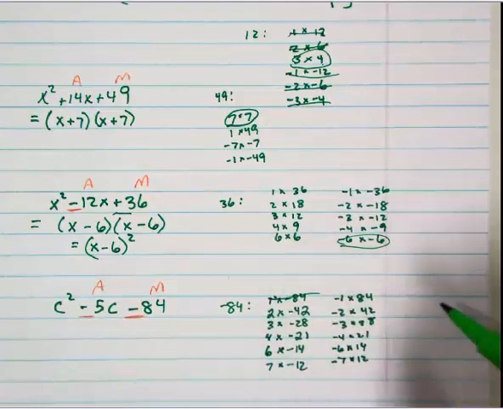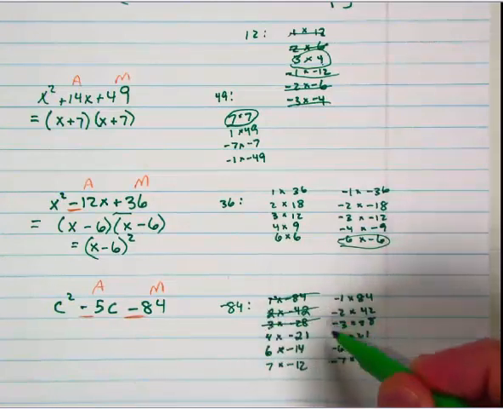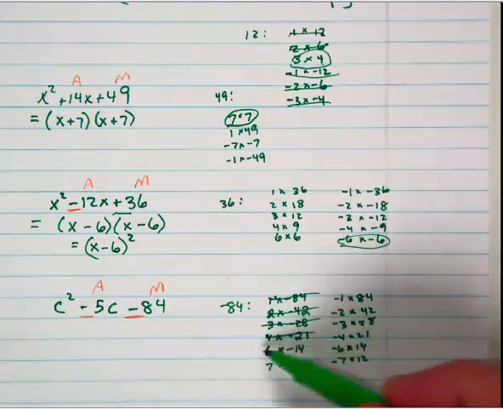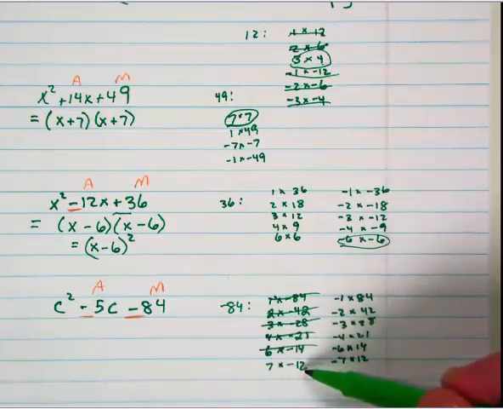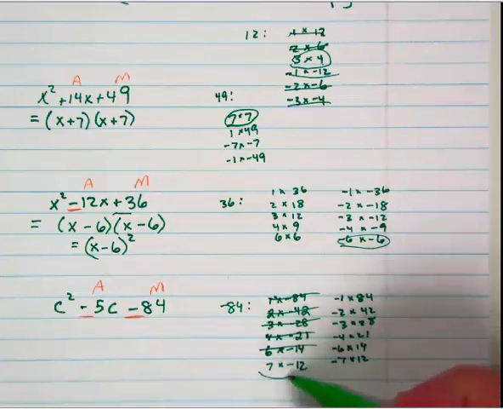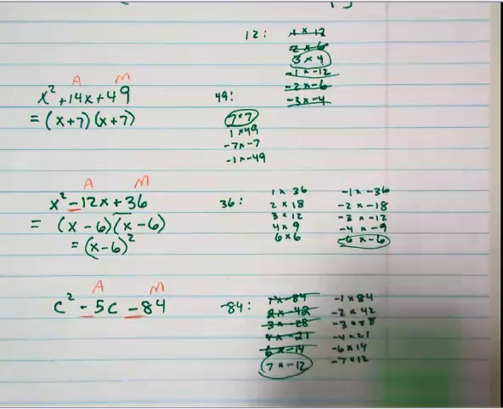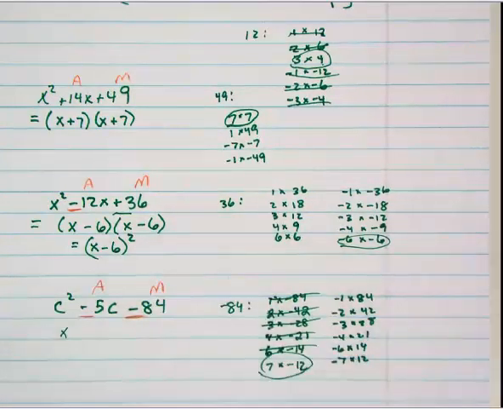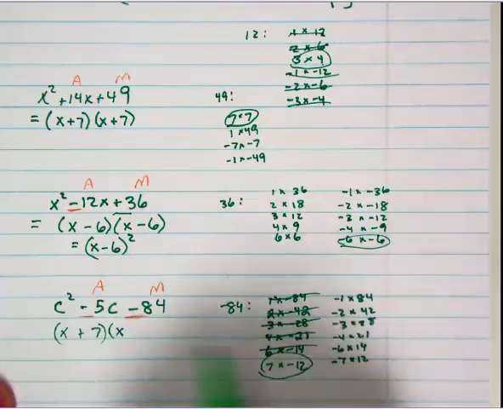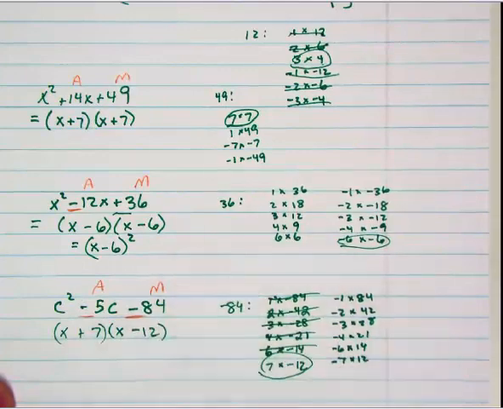Certainly not those. Not those, not those, not those. 6 and negative 14 is negative 8, that's not it. 7 and negative 12, if I add those together, I am going to get negative 5, which means those are the ones I want. So this would be x plus 7 and x minus 12.